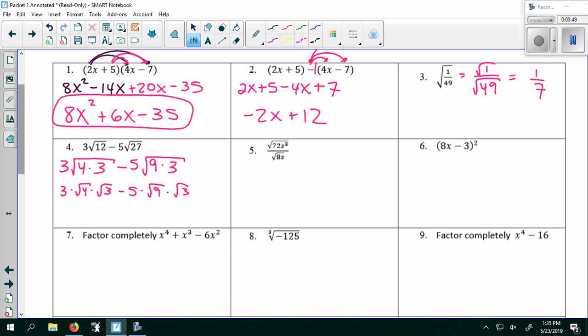And then the square root of 4 is 2. So this is 3 times 2, which is 6 square roots of 3. And then the square root of 9 is 3. So 5 times 3 is 15 square roots of 3. And then 6 minus 15 is negative 9 square roots of 3.